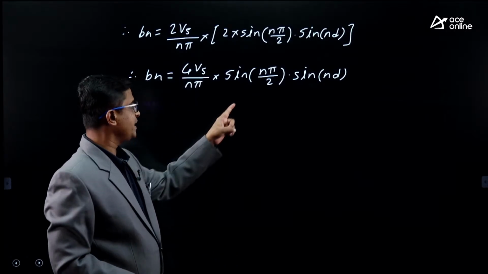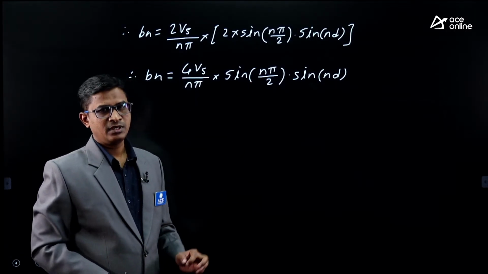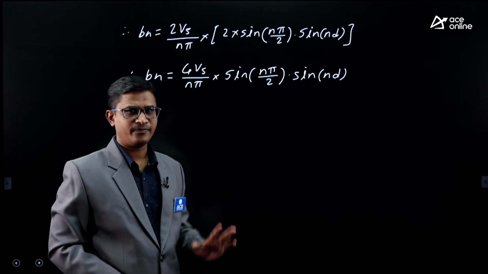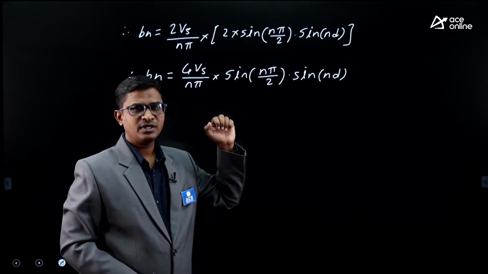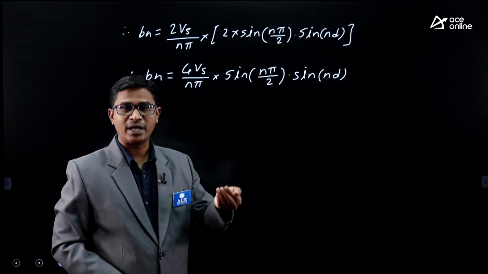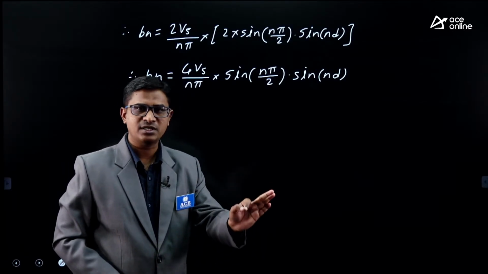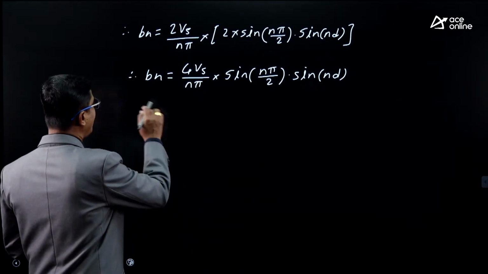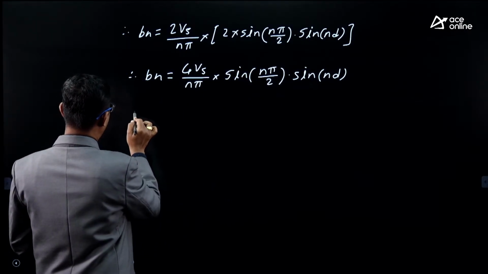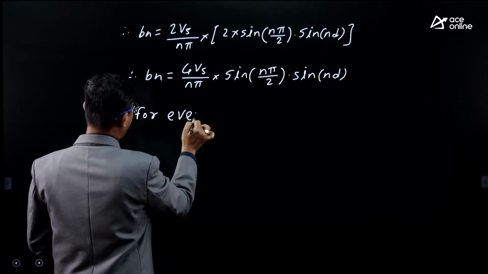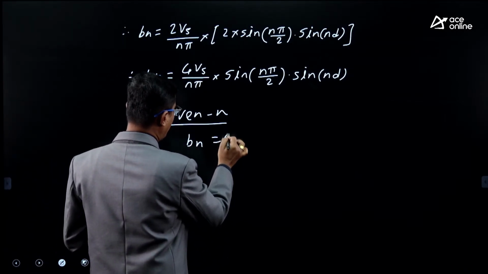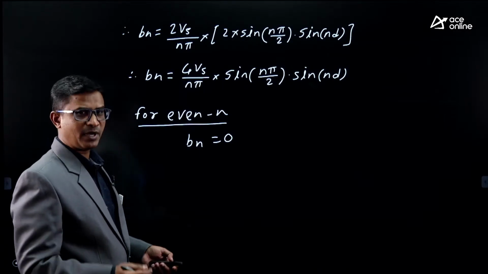Here it is sin of n pi by 2. If n is even, that means 2, 4, 6, 8, 10, etc. You can check, if n is 2 it becomes sin pi, which is 0. If n is equal to 4, sin of 4 pi by 2 means sin 2 pi, which is 0. Similarly for n equal to 6, 8, etc. So for all even values of n, this term becomes 0, which means Bn is 0, because sin of n pi by 2 is 0.